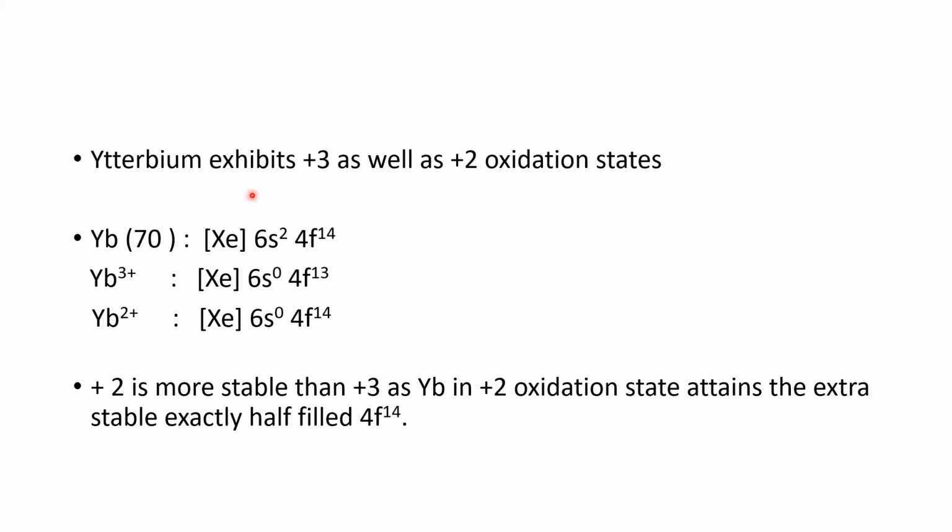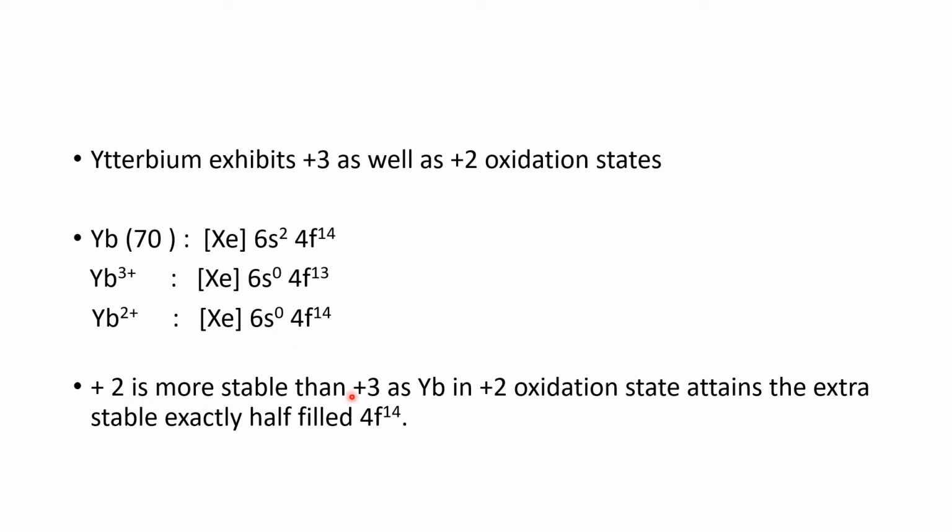Ytterbium exhibits +3 as well as +2 oxidation states. The configuration of ytterbium is 6s2 4f14. So in +3 oxidation state, that is the common oxidation state, the configuration is 4f13. But in +2, the configuration becomes 6s0 4f14.